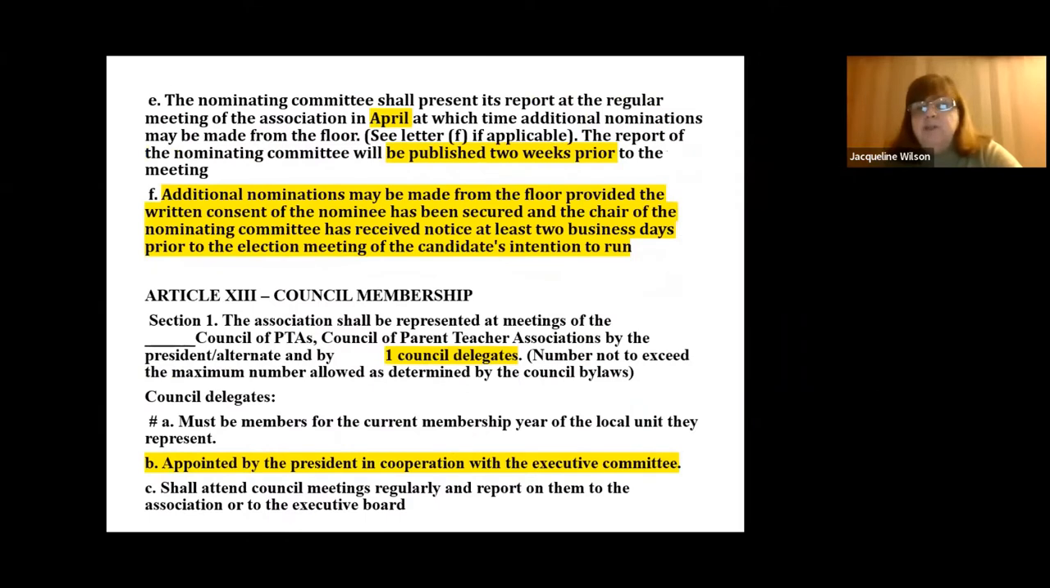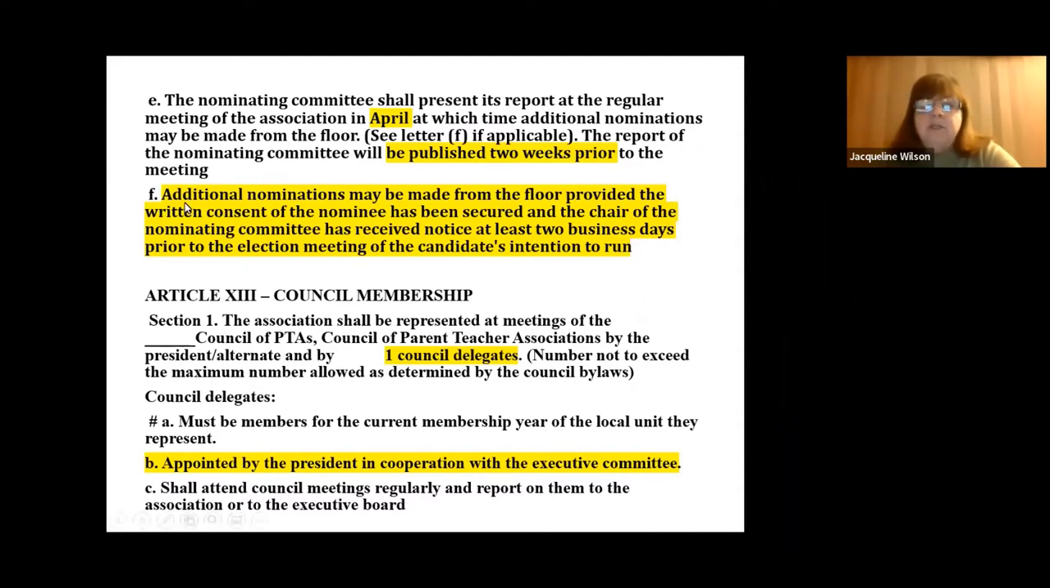Here's additional information about the nominating committee. Here again, we're using this particular unit, that their nominating committee reports at the regular meeting of the association in April. That's their election month, at which time additional nominations may be made from the floor. See letter F, we'll get to that in a minute. And the nominating committee will publish the report 2 weeks prior to the meeting. That's very important because your report of the slate must be published either 2 weeks or 1 month prior. Again, what's in your bylaws is what you will use.